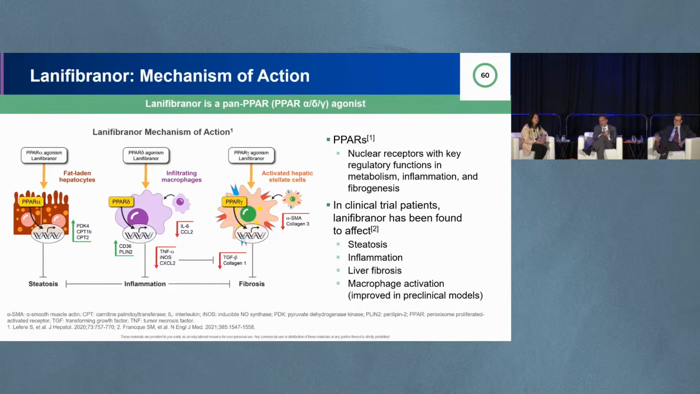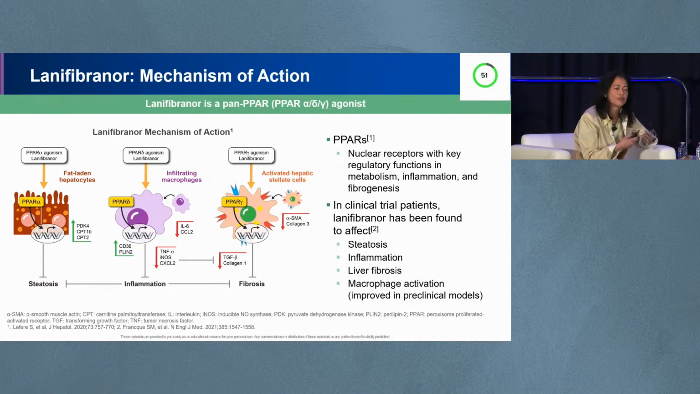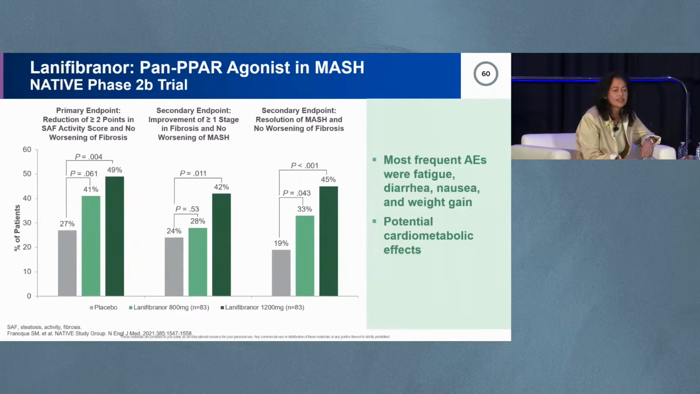Sure. So, lanifibranor is a pan-PPAR, which means it has alpha, delta, and gamma. And so the alpha component helps to target the steatotic hepatocyte. The delta component kind of squelches inflammation, targets infiltrating macrophages. And then the gamma has the more stellate cell specific or more of the anti-fibrotic effect. And the studies that have been shown here, this is the phase 2b study that Arun alluded to. So the primary endpoint here was reduction in the SAF activity score, which is similar to thinking about the NAFLD activity score, and no worsening of fibrosis.